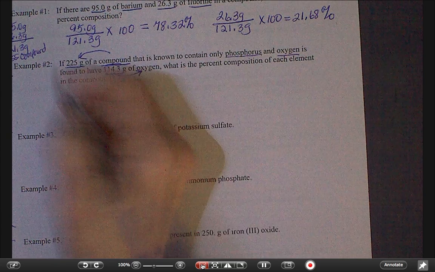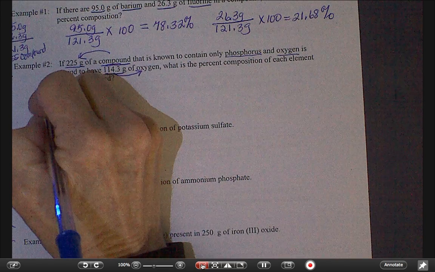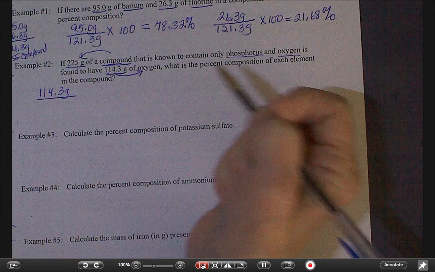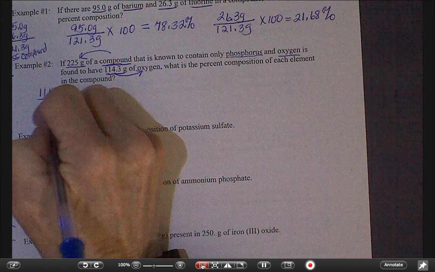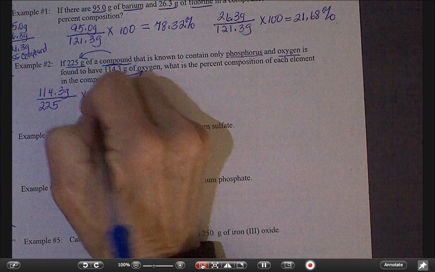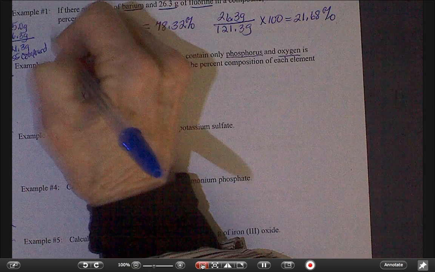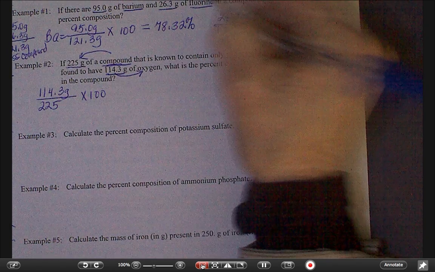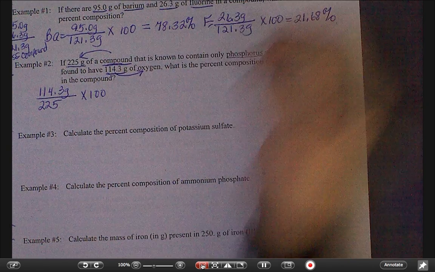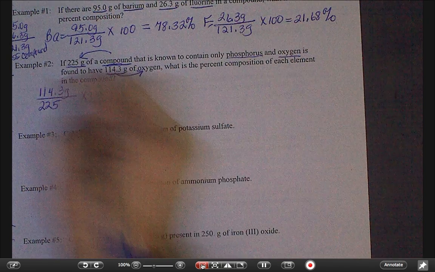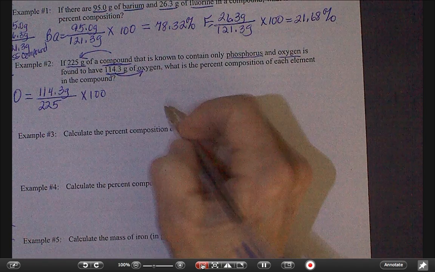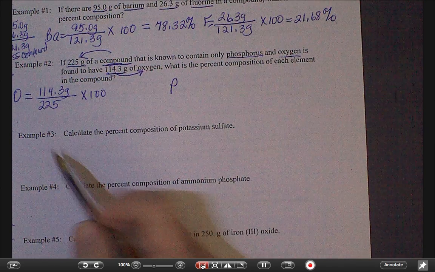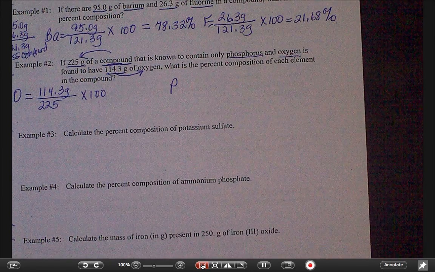So we know our oxygen is going to be 114.3 grams divided by 225 times 100. And kids, we need to label these. Let's go back and put, this one is Ba and this one is F. So there's no question, this one's going to be oxygen. And then phosphorus, we'll do our subtraction and get the other mass. So do your math for me, please.